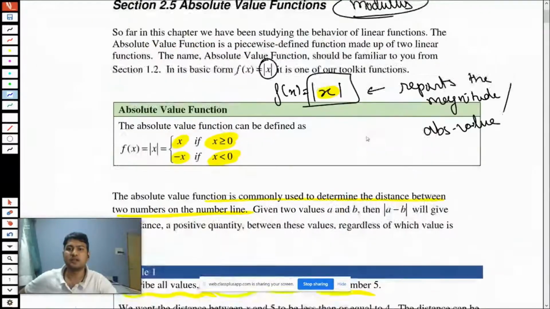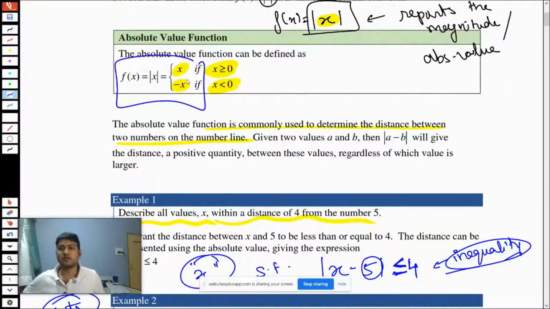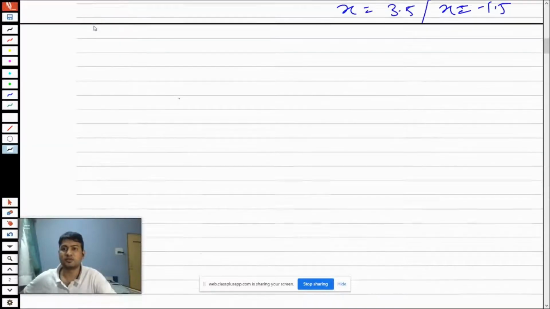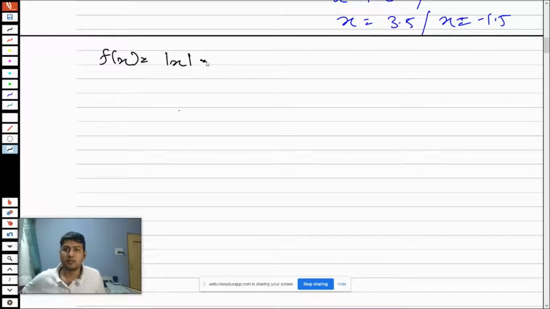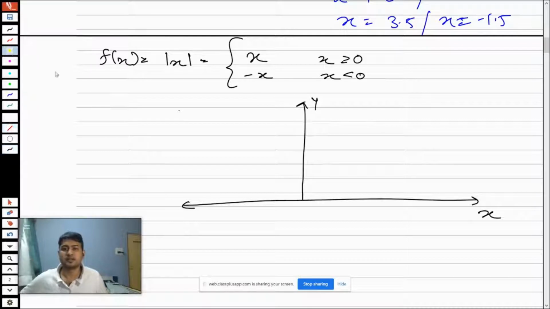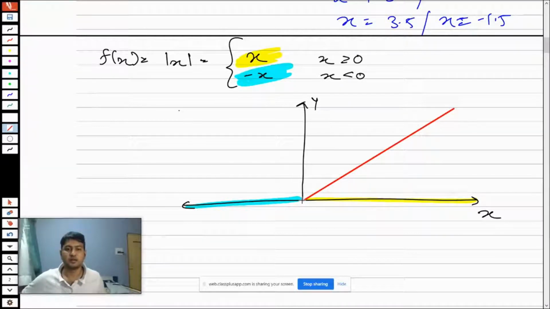First, I want to look at what the graph of this thing looks like. So what will the graph of this function look like? Let's start with the very basic thing, f of x equals mod x, which is basically equal to x for x greater than or equal to 0 and minus x for x less than 0. If this is your x axis and this is your y axis, then for positive x, in this region, the function is y equals x, which will be a straight line like this. And in the negative territory, the function behaves as minus x, so it will look like this. So this is what the function will look like.